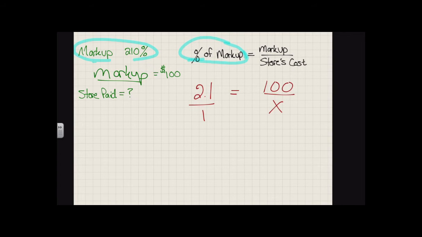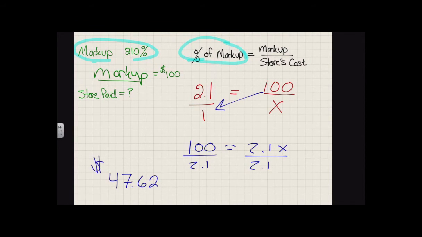Now I'm going to cross multiply. 100 times 1 is 100. This equals 2.1x. Now how do I get x by itself? Yes, divide by 2.1. What's 100 divided by 2.1? 47.6190476.